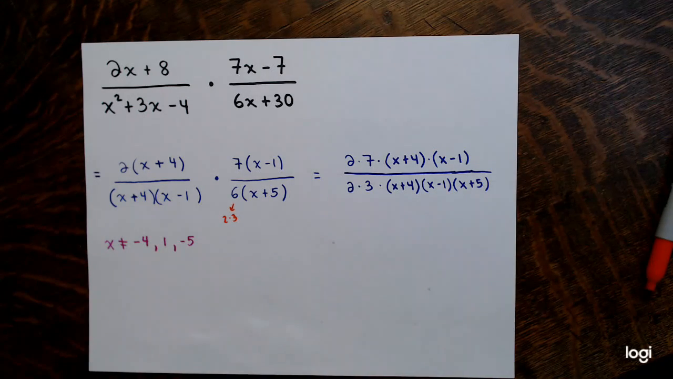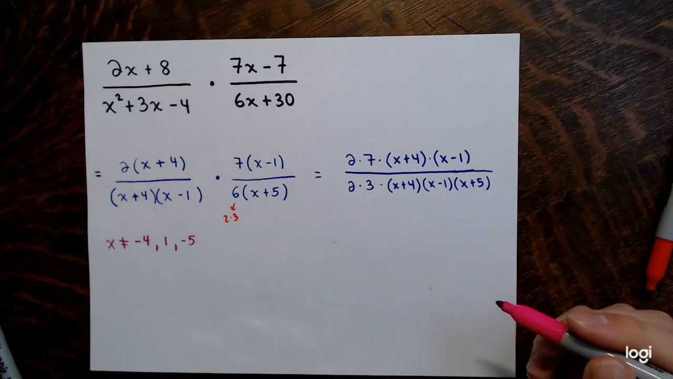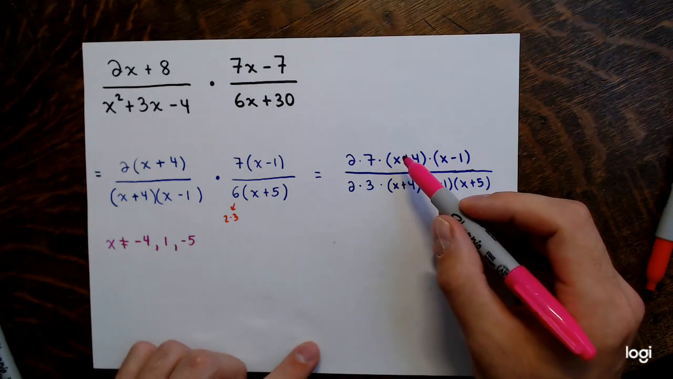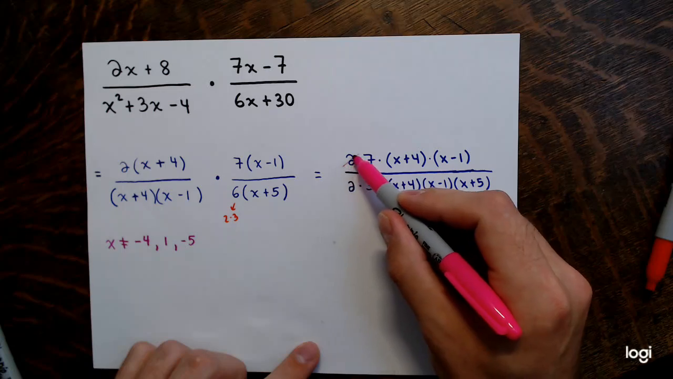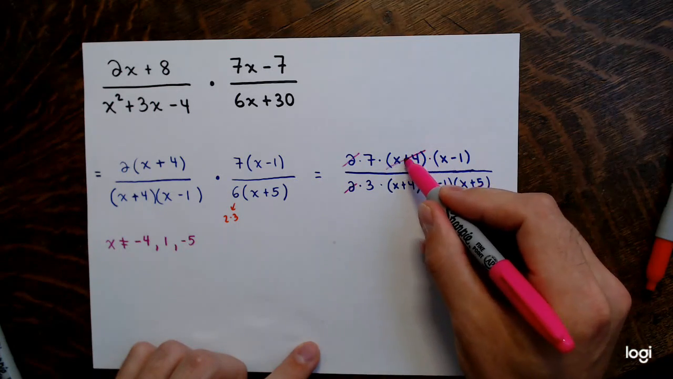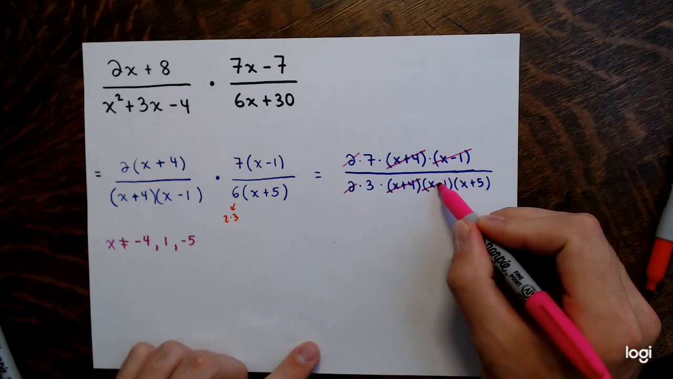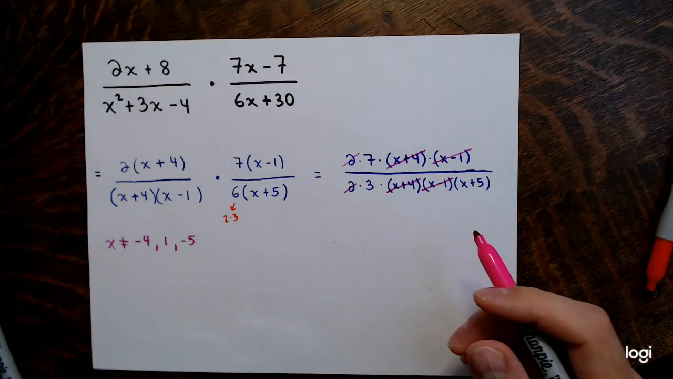And then the last part is canceling common factors in the numerator and denominator. I'm seeing they both have a factor of 2. They both have a factor of x plus 4. They both have a factor of x minus 1. And that looks like about it.